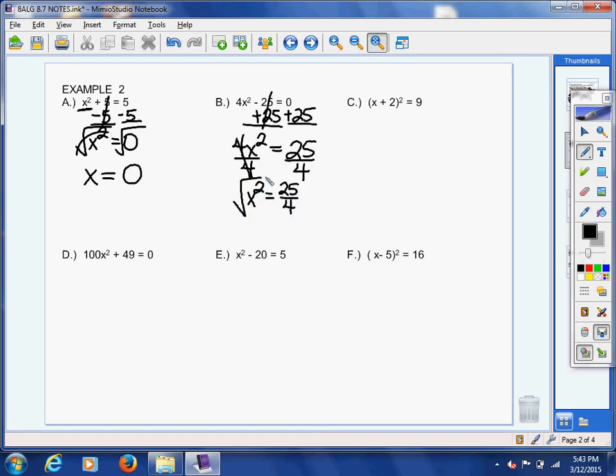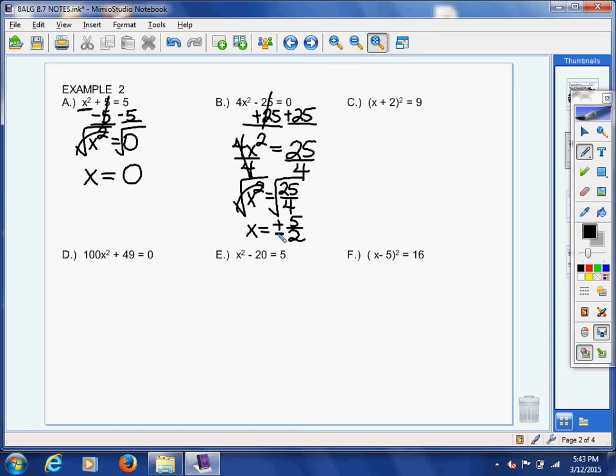Now I can take the square root of each side. Now, we're going to have positive and negative versions. Start with the numerator. What's the square root of 25? 5. What's the square root of 4? 2. So your answer is going to be positive or negative 5 halves, or if you did the decimal version, 2.5.